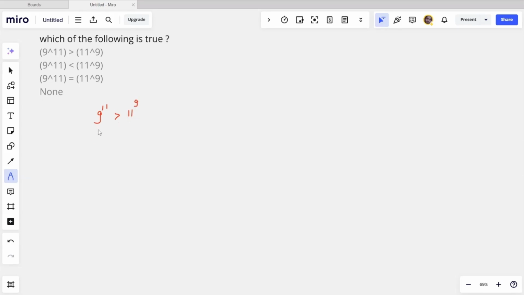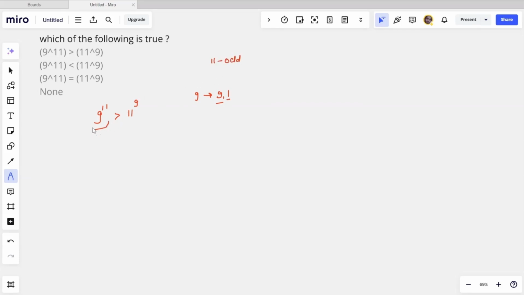Let me tell you, we should find the power cycle of 9. The power cycle of 9 is nothing but 9 and 1. So let's check the power: is it even or odd? If the power is odd, the value will be 9, and if the power is even, the value will be 1. As you can see, 11 is an odd number.